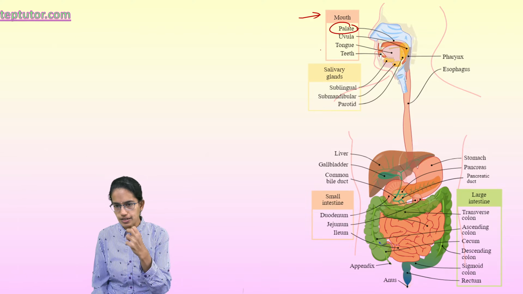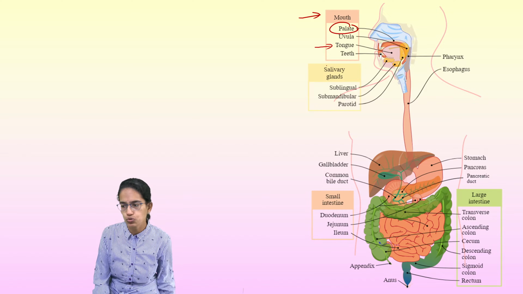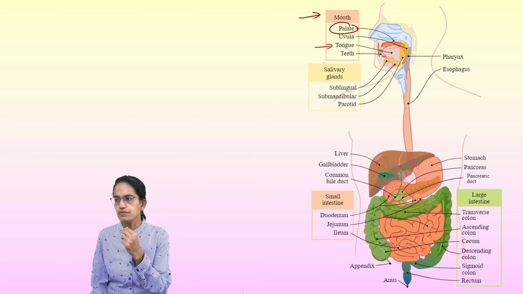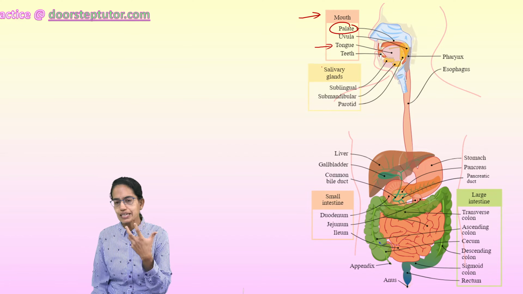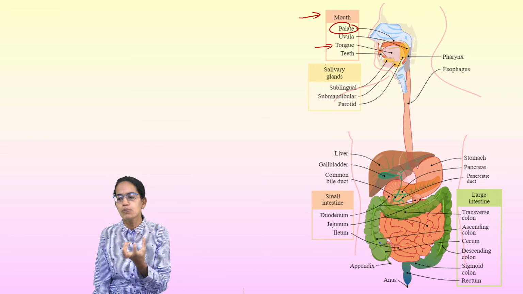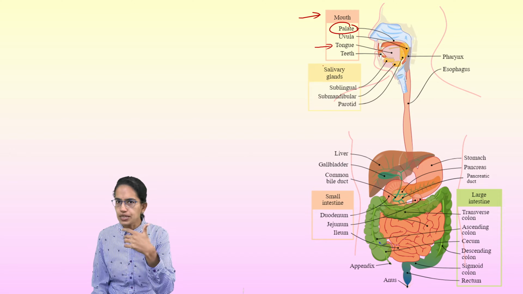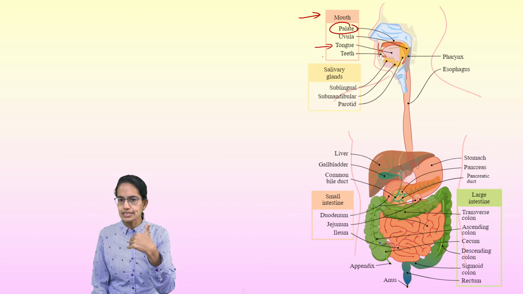The next is the tongue. The tongue is basically a skeletal muscle, and the movement of the tongue and the taste that we perceive is through the tongue. It is a muscular structure which is attached to the floor of the buccal cavity. And then we have various glands which secrete mucus. The idea of mucus secretion is to lubricate the food. It keeps our tongue moist and lubricates the food.